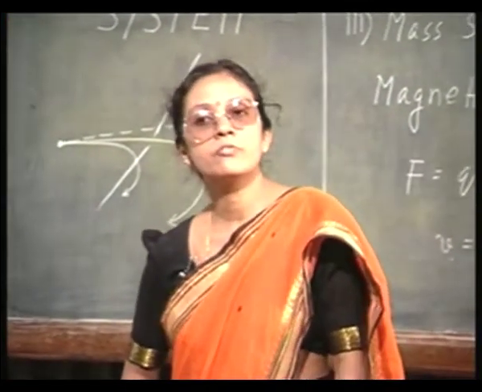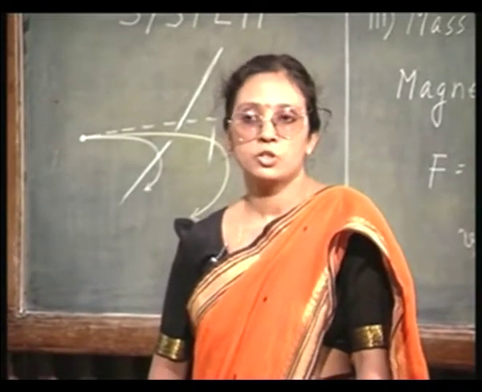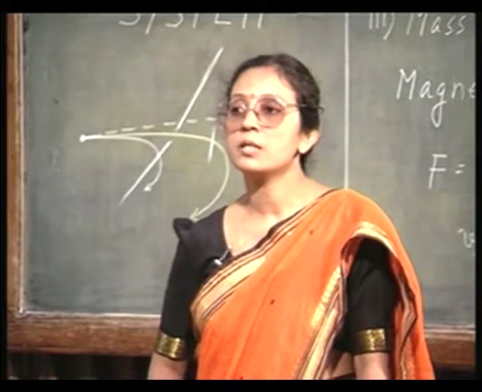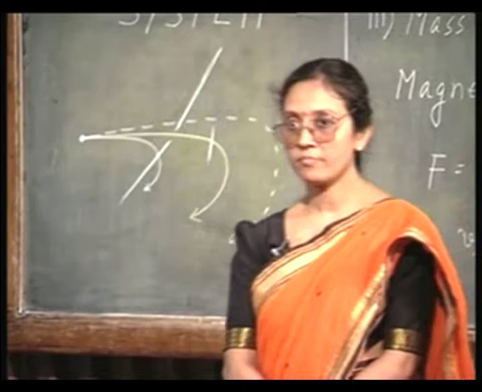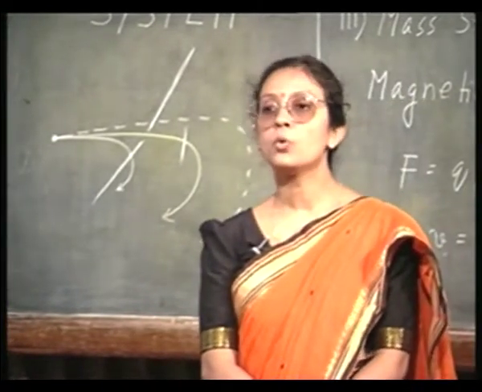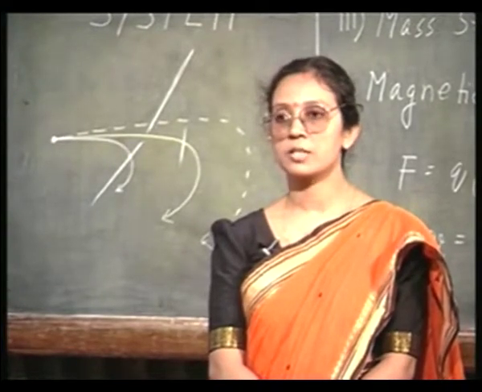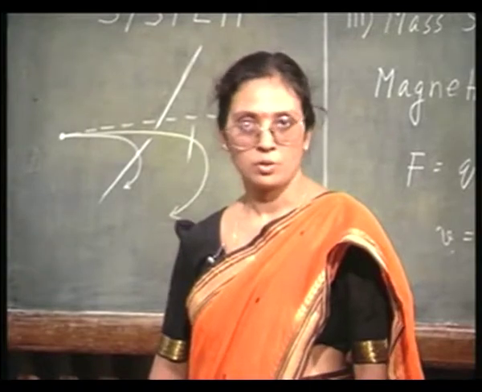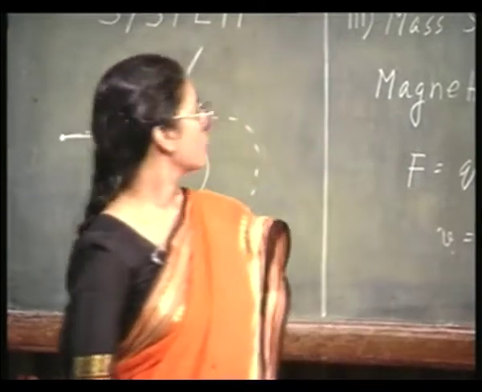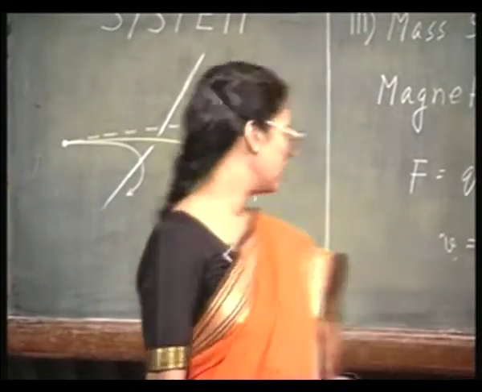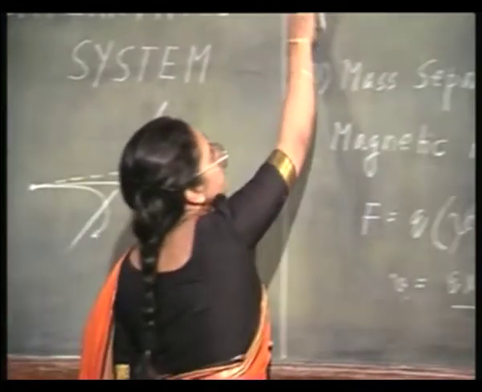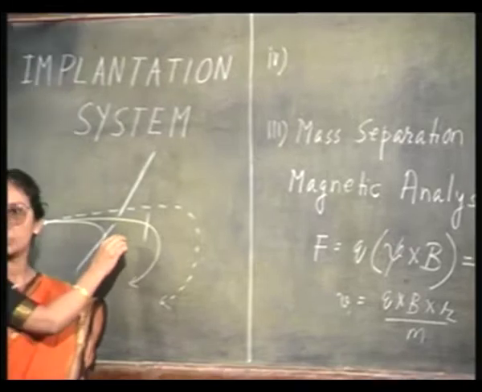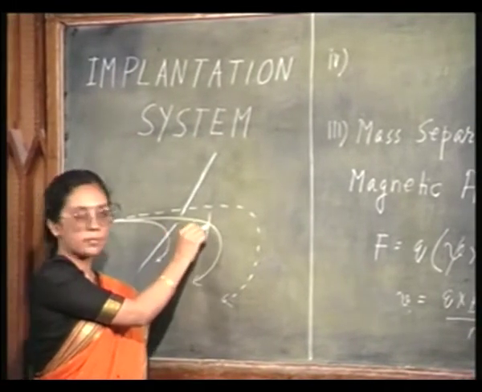If you want even better control on this, then instead of using the simple homogeneous field magnetic analyzer, you can use an electric and magnetic field together in mutually perpendicular directions, which is called the Wien filter, the E cross H filter, that can also be used. Okay. And we have a fourth part of the implantation system. If you have a small target, then this is good enough. Okay? You have the mass separation and this is coming and hitting on the surface.